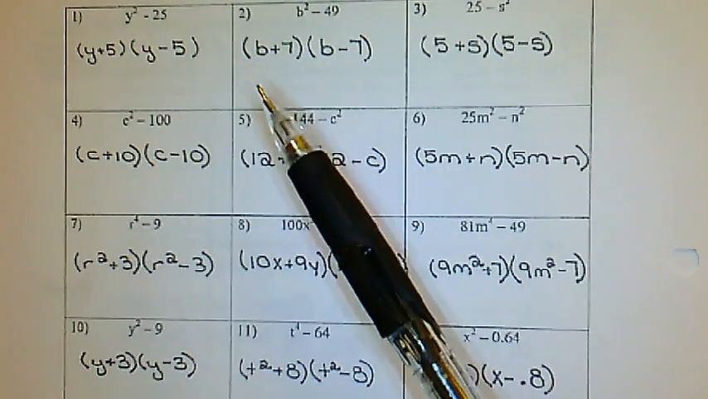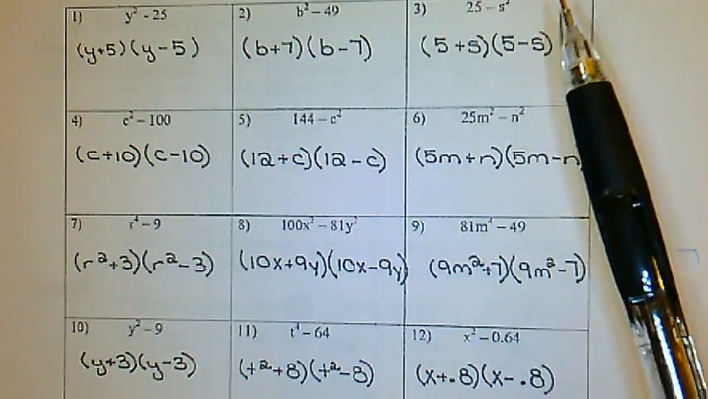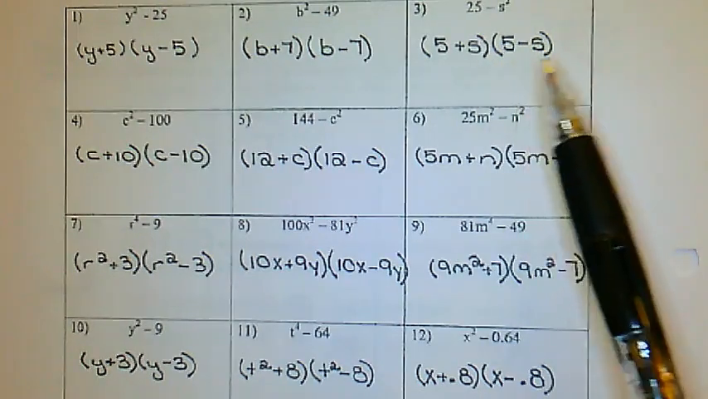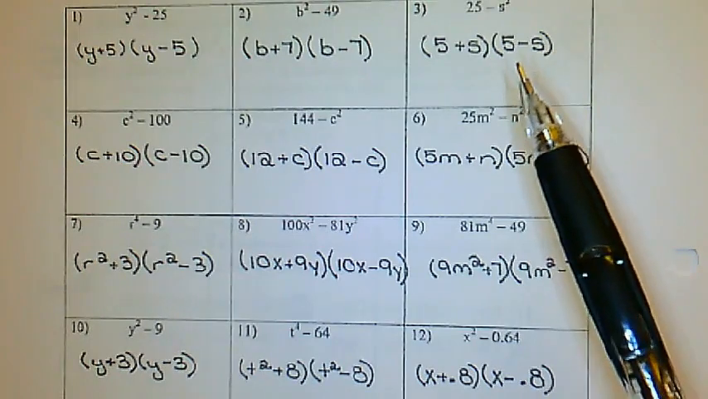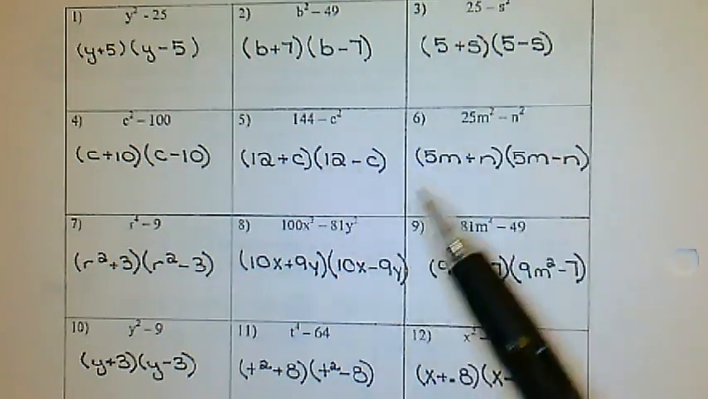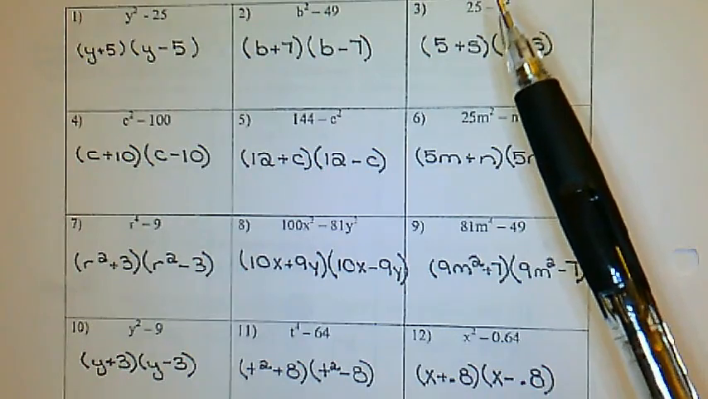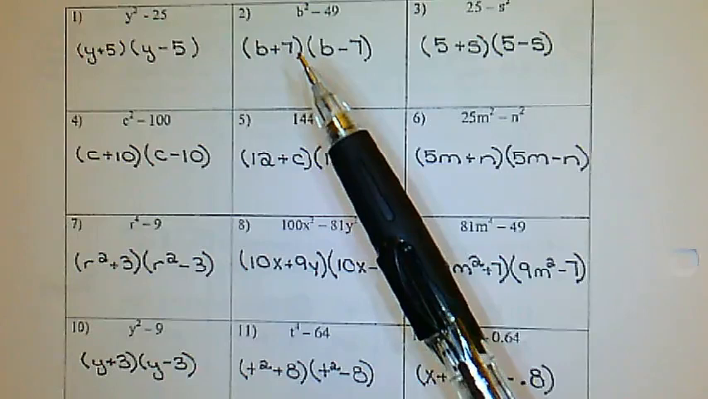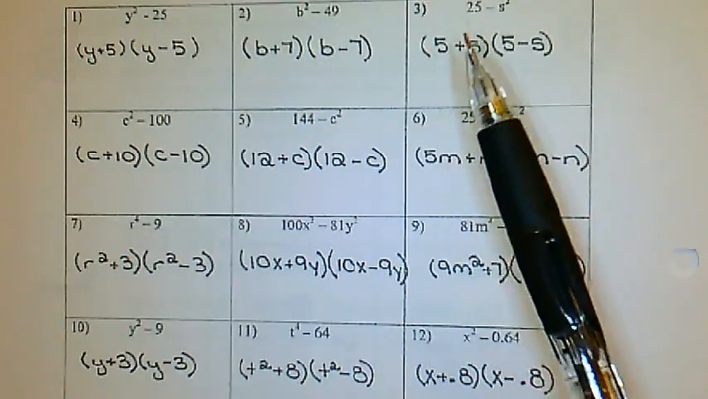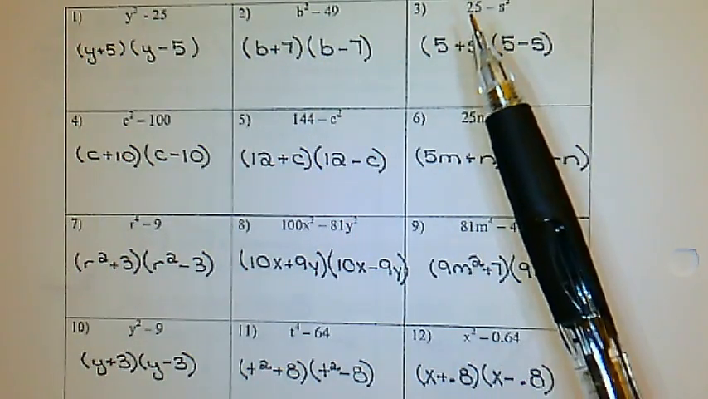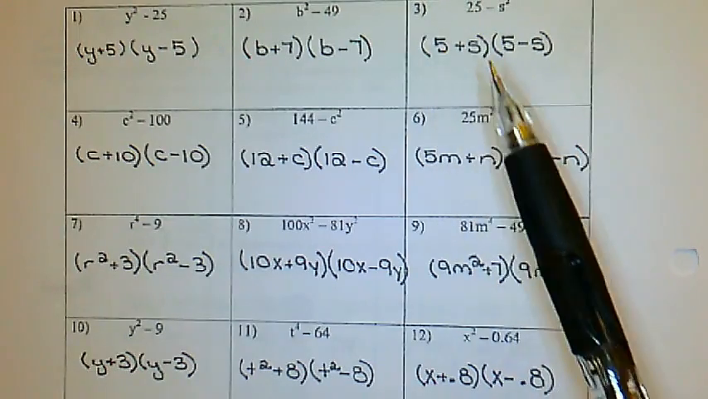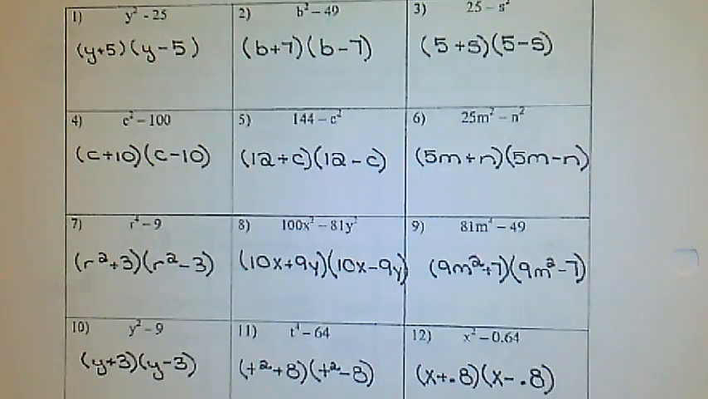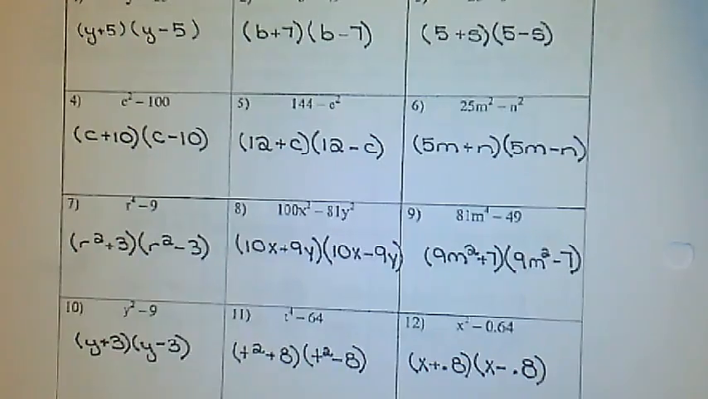The other thing I wanted you to notice is questions like 3, 5, 6. They're in a different order than we normally put them, like 1 and 2. So I just want you to make sure that, remember, the square root of the front goes in the front. The square root of the second term goes in the back. Remember, order matters because it is a difference, so be careful with that.